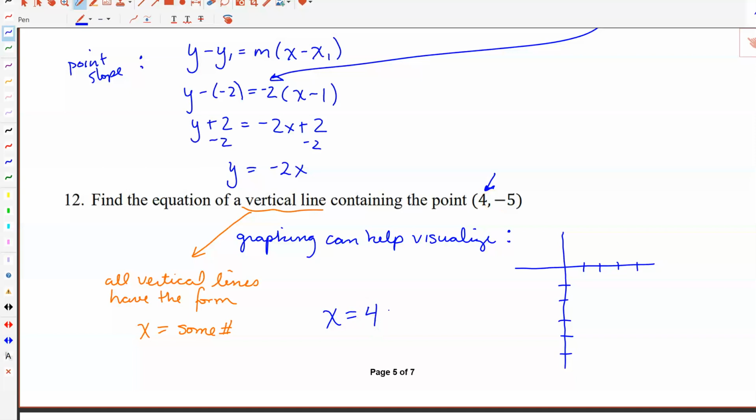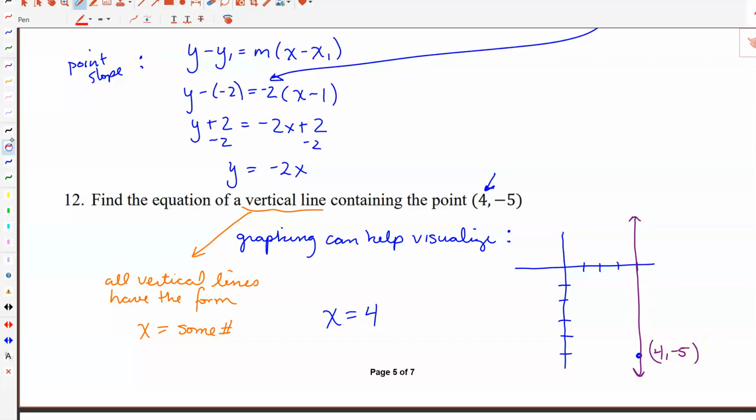Now, I tend to sometimes mess up which ones are the vertical lines and horizontal lines, so creating a really quick graph can help you visualize what's going on. So the point 4, -5 is over here. So I know I'm going to want a vertical line, so I know what those look like, right? Those are going to be going straight up and down. So I want a line that goes straight up and down, and it contains this point 4, -5.